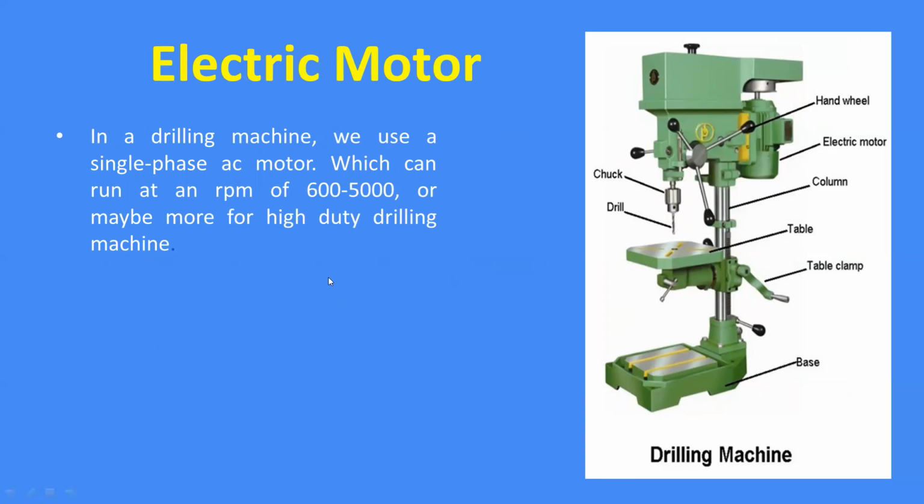So next one is the electric motor. This electric motor is very important in the case of the drilling machine. In the drilling machine we use a single phase AC motor, and it has an RPM of around 600 to 5000, or maybe more for a high duty drilling machine. Based on our requirement, we are going to change our electric motor and the RPM.